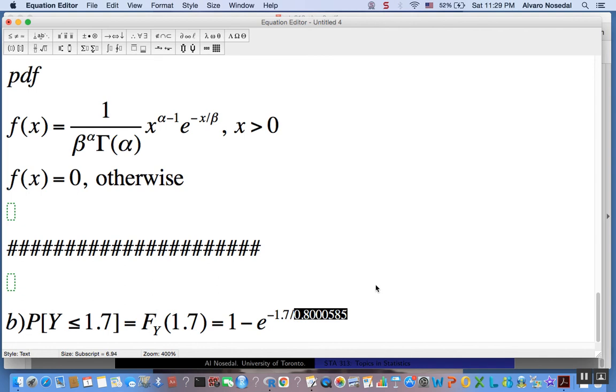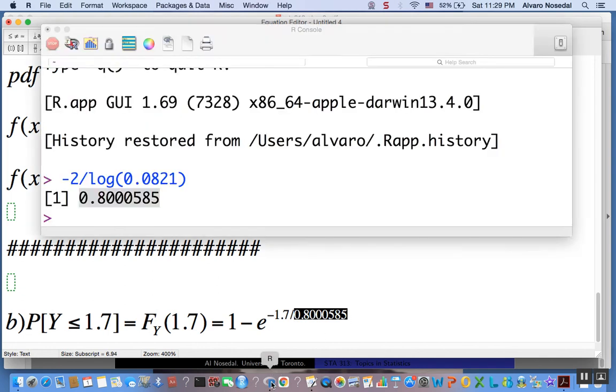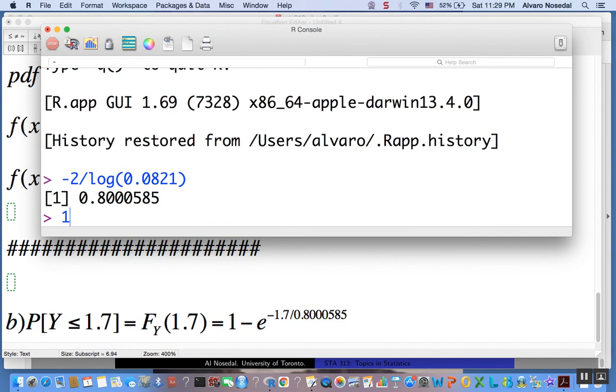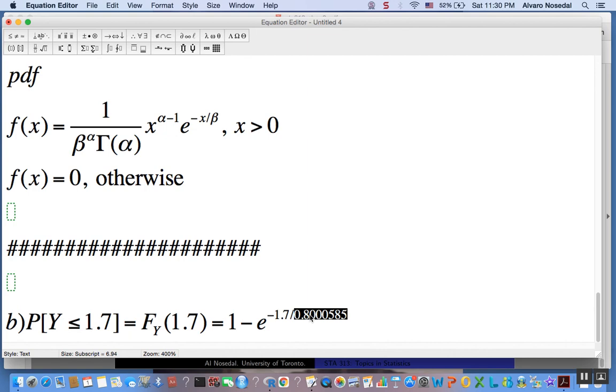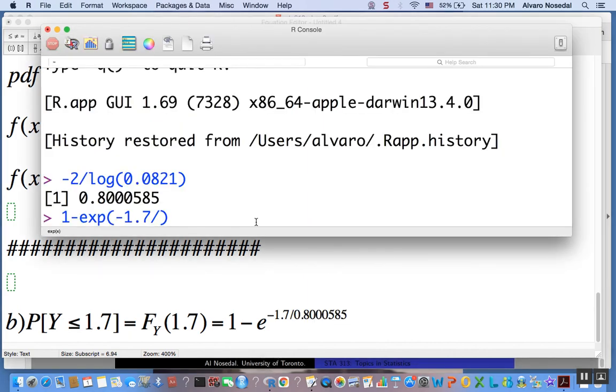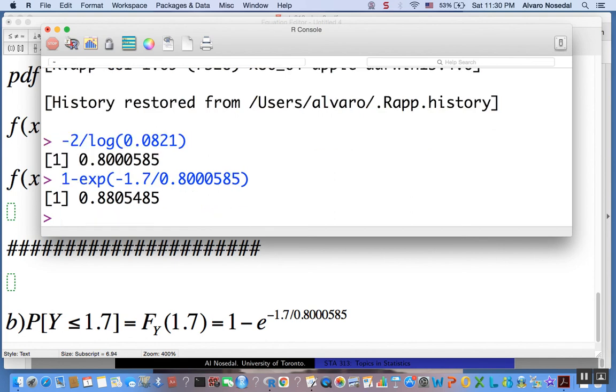So we can easily find it using R. So 1 minus e to the negative 1.7 divided by 0.8000585. Okay, that's it.